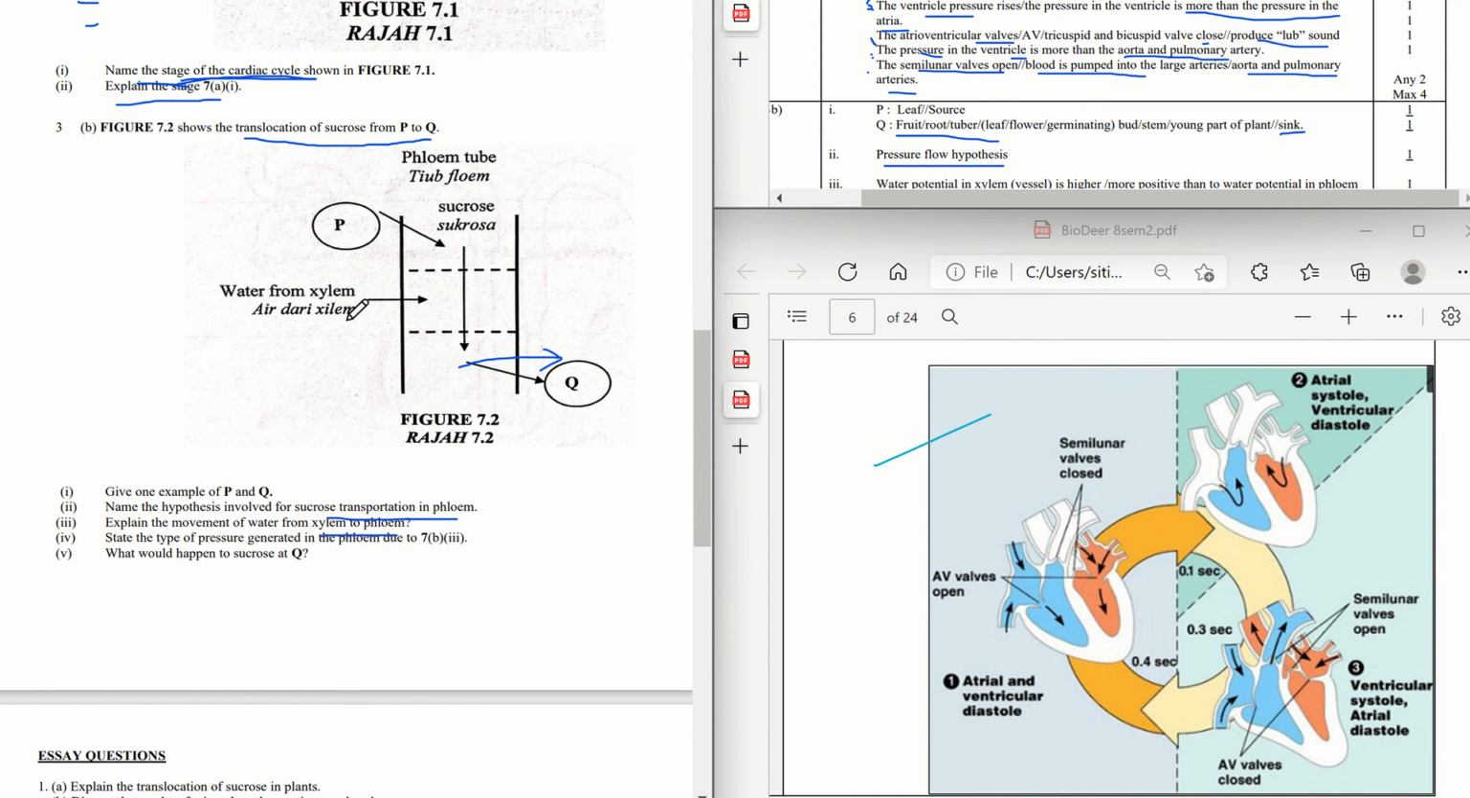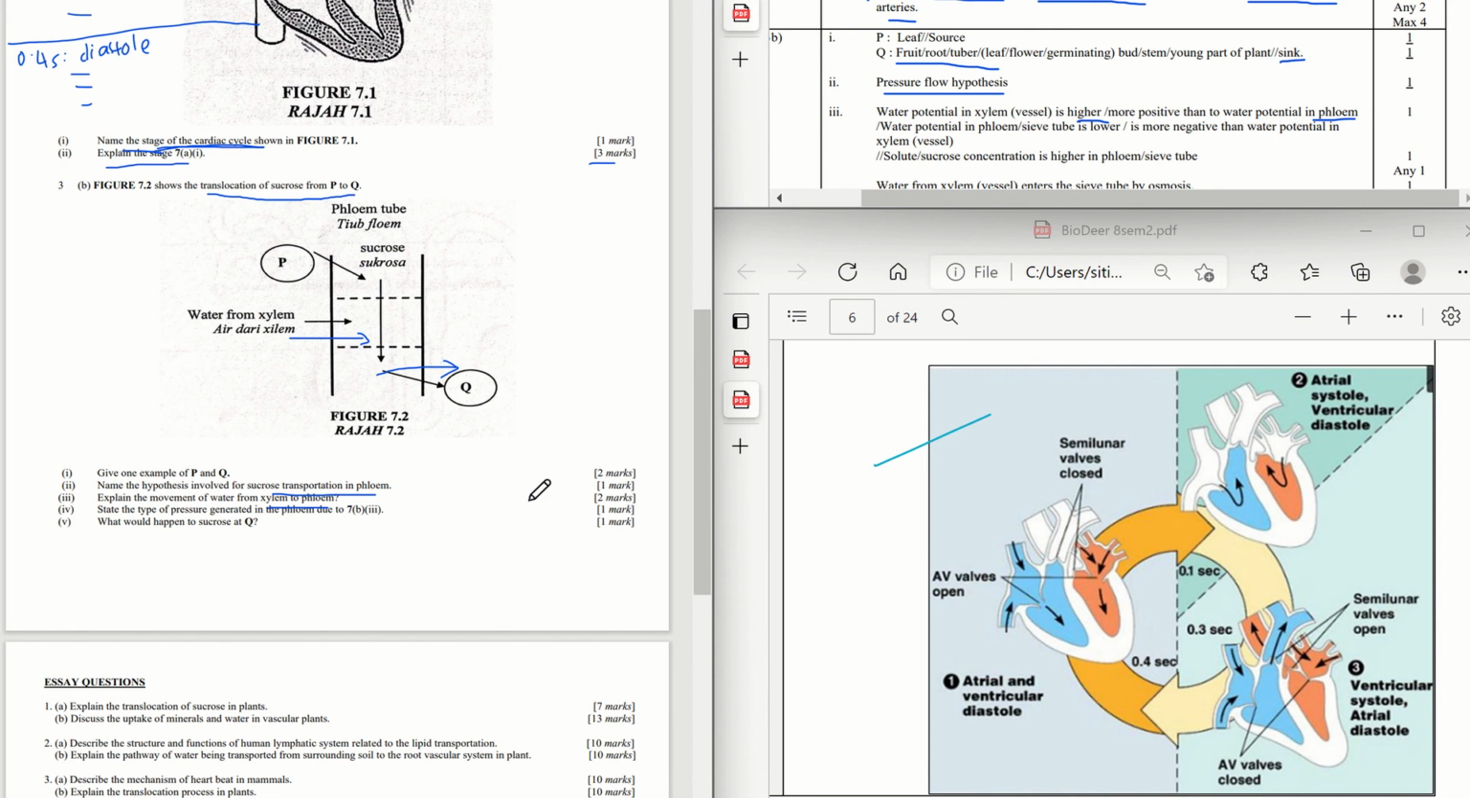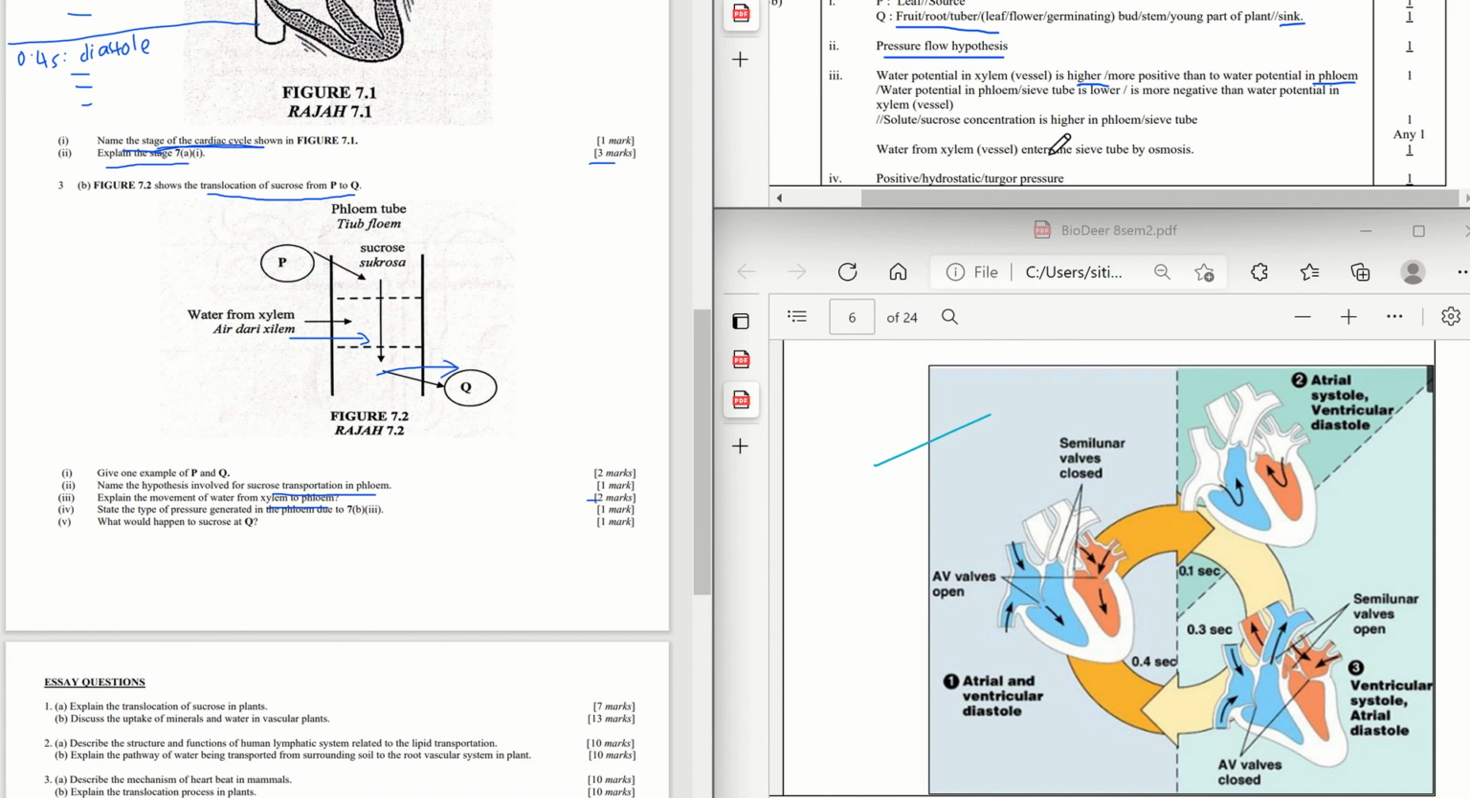Okay. Explain the movement of water from xylem to phloem. Okay, so ni. Kenapa water enter phloem? Because the water potential in xylem is higher than in phloem. Okay, simple je. Berapa markah tu? 2 markah. So ada lagi satu. Lagi satu kita kena letak.